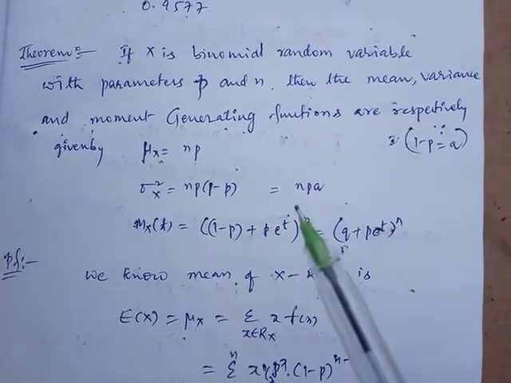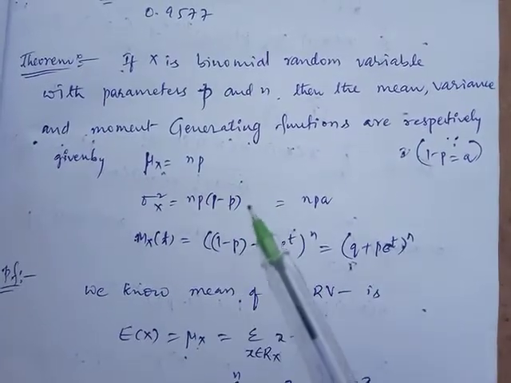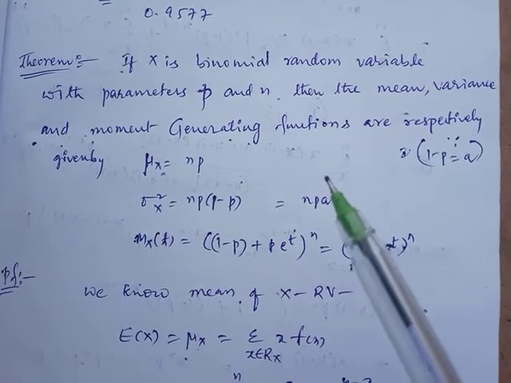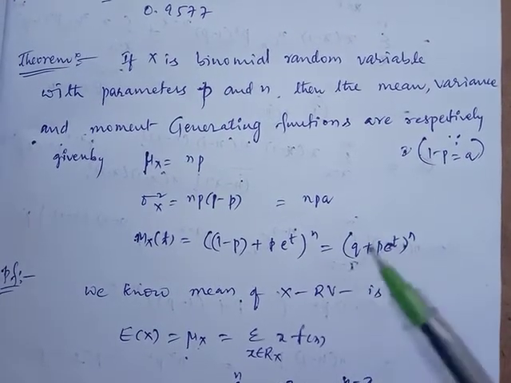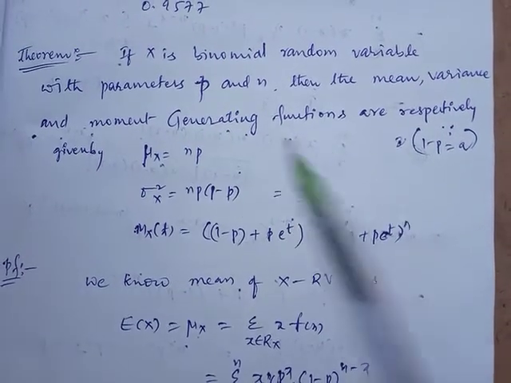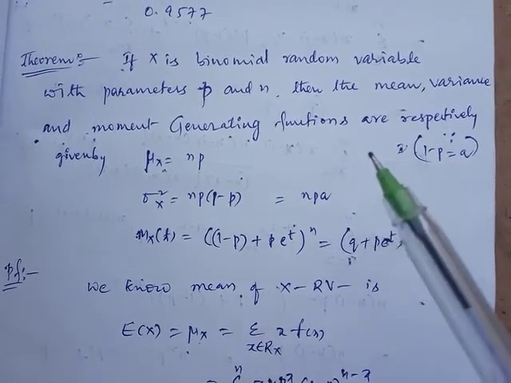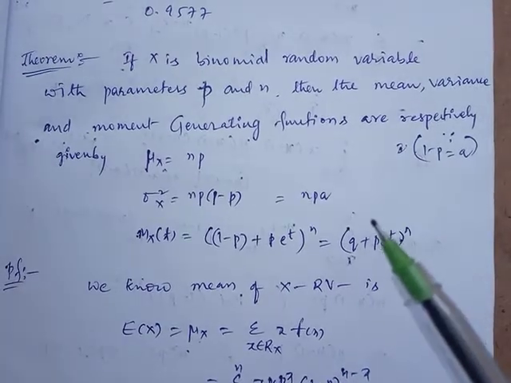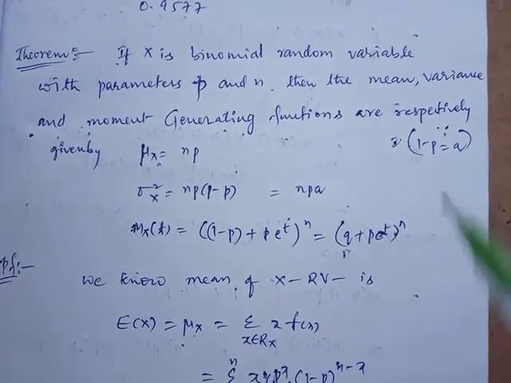We can generate the mean and variance, or whatever moments, by differentiating the moment generating function and setting t equal to 0. First we have to determine the moment generating function, and then we can use it to generate the mean and variance. But here, I will start by determining the first one, the mean value.